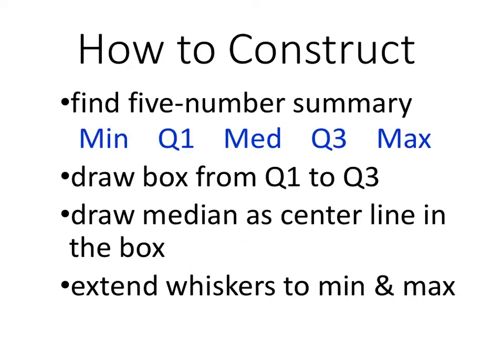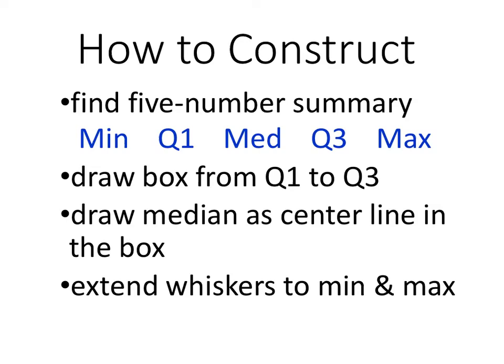Now, to construct a box plot, we first are going to find the 5-number summary, which we mentioned in class last week. Remember, the 5-number summary is the minimum value of our data, quartile 1, which is also the 25th percentile, the median, also the 50th percentile, quartile 3, the 75th percentile, and our maximum data value.